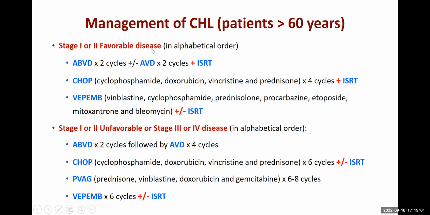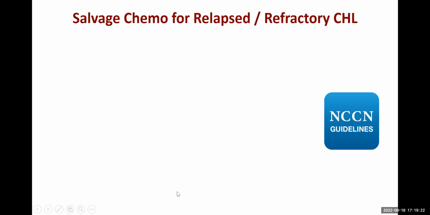So stage 1 to 2 favorable disease, stage 1 to 2 unfavorable disease, almost the same. The number of cycles has increased, okay? CHOP regimen 4 cycles and 6 cycles over here, okay? And then we have got another regimen for unfavorable disease, and this one with ISRT, more or less the same thing.